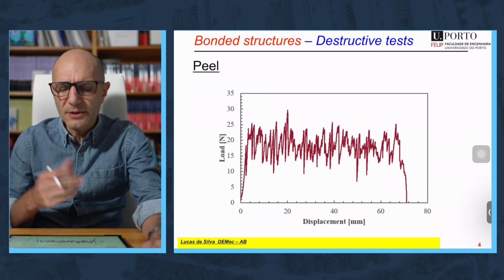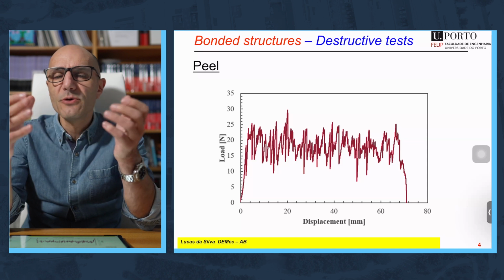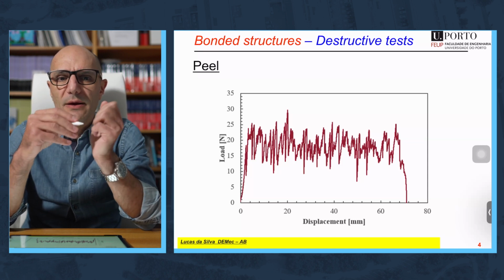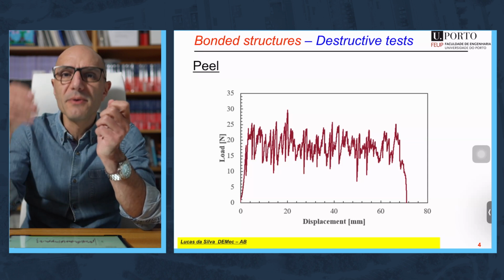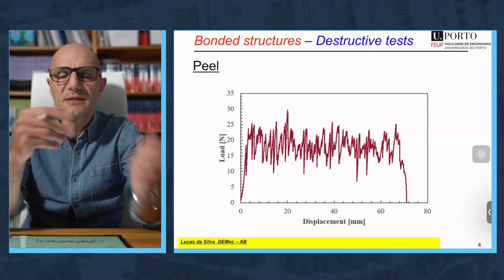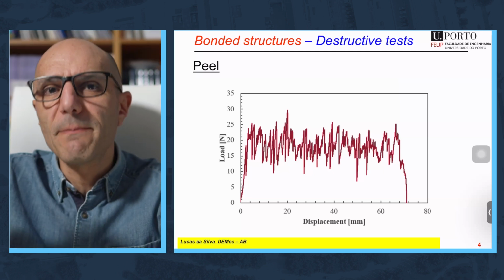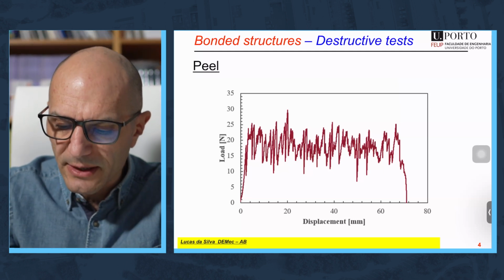Peel in general is associated with elastic adhesives. If you use a single-lap joint, typically the failure will be abrupt. But if you test a peel joint with an elastic adhesive, typically the failure will be progressive and there will be a plateau during the test, as indicated here.